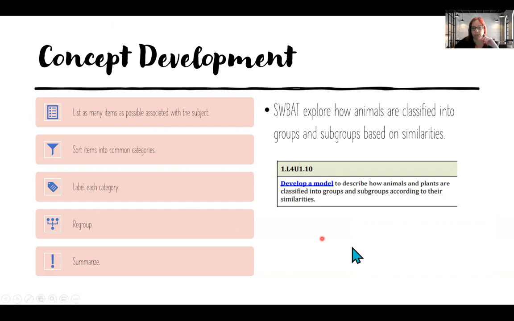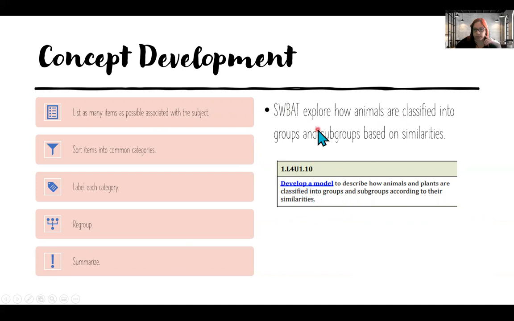So for my example, we have a first grade standard because it has a number 1 in front of it. Always look for your grade level. This is the first grade science standard for Arizona. And this standard says develop a model to describe how animals and plants are classified into groups and subgroups according to their similarities. So the objective I wrote here is just exploring how animals are classified into groups and subgroups. And we're not quite at the developing model yet.